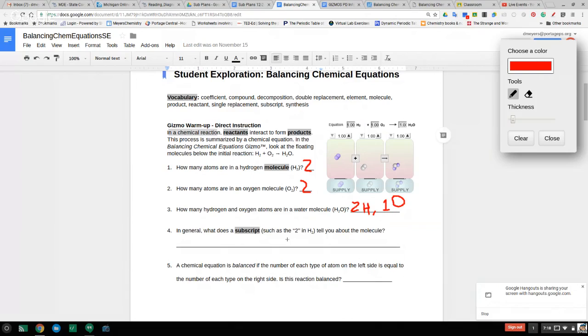Now a chemical reaction is balanced, keyword, if the number of each type of atom on the left side is equal to the number of each type on the right side. All right, and this is getting at a huge idea here, which we call the law of conservation.